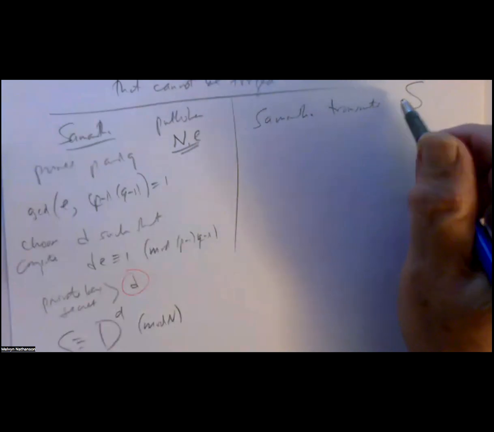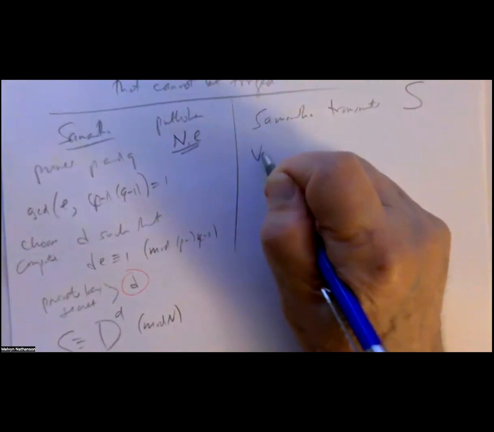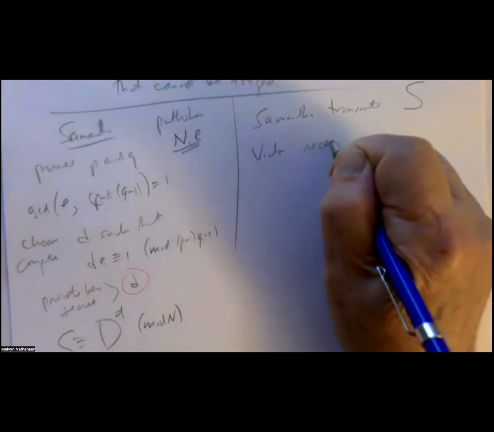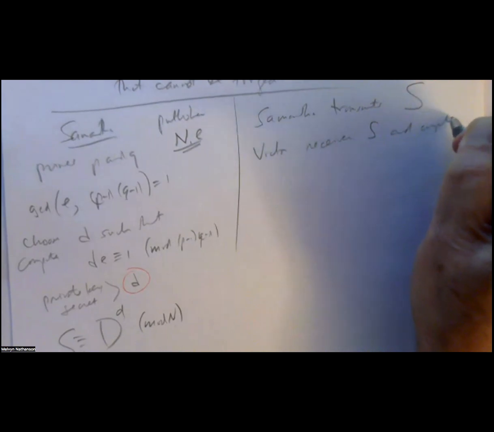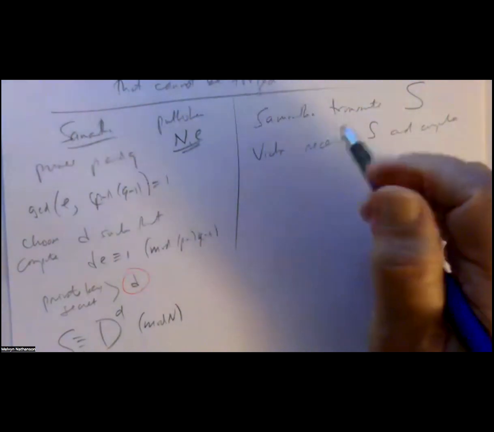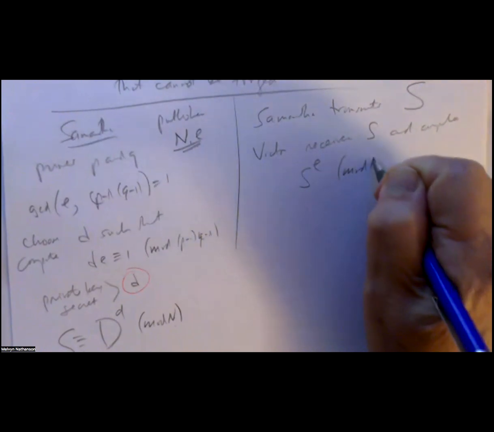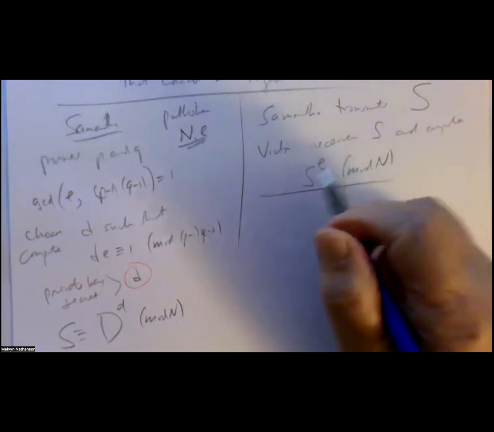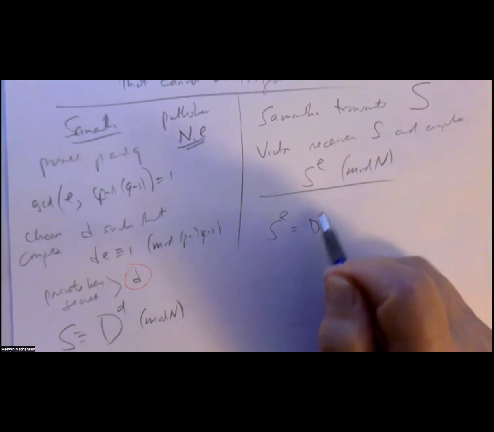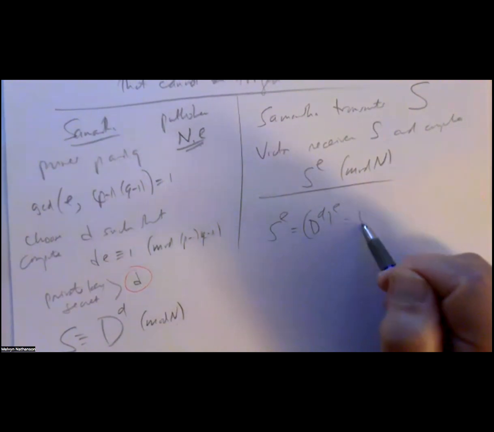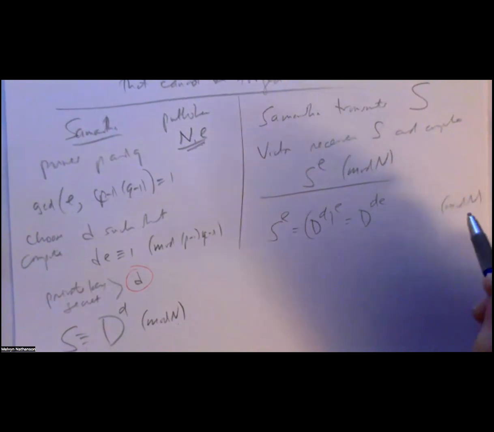Now, S is some number, and Victor receives S and computes, using the public numbers, S to the power e mod n. And what is S to the power e? S to the power e is D to the d to the power e. That's D to the de. This is all being computed mod n.